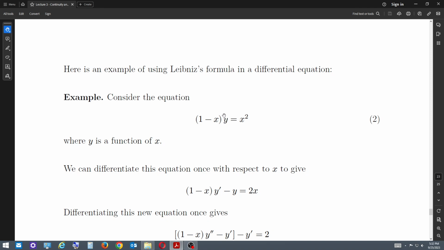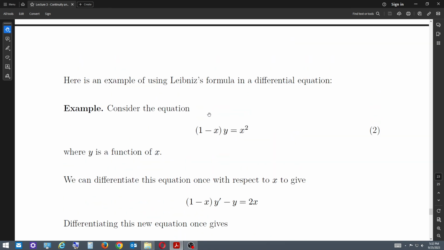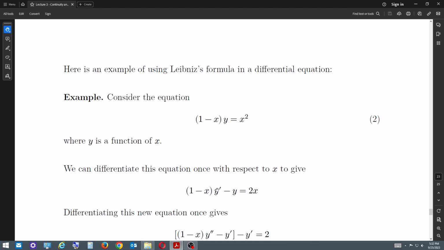Now, I could have rewritten this as y is equal to x squared over 1 minus x, right? But I'll just leave it like this to avoid any fractions. Suppose I wanted to differentiate this entire equation. The right-hand side is easy because x squared just becomes 2x. And on the left-hand side, I could use the product rule: (1 minus x) times y prime, plus minus 1 times y, so minus y. And because this equation has a derivative, we would call this a differential equation.